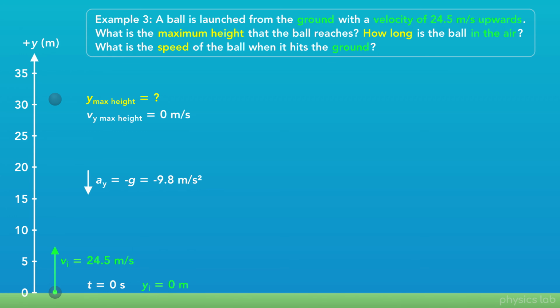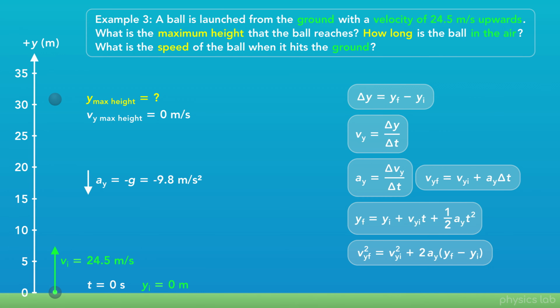The vertical velocity, Vy, is 0 when the object is at its maximum height in the trajectory. At this point, the ball is reversing direction, so it's not moving up or down at that moment. With that information, we know the initial velocity, the velocity at the maximum height, and the acceleration. So which equation can we use to find the y position at the maximum height?